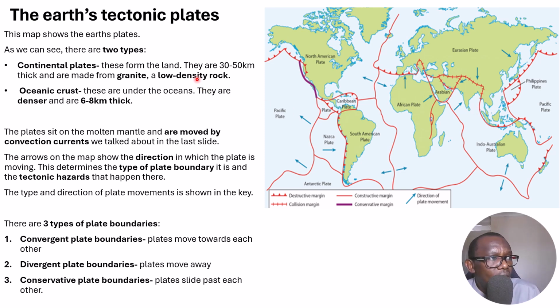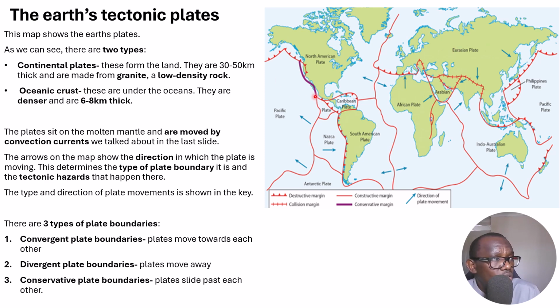So these continental plates are 30 to 50 meters thick and are made from granite, which is a low density rock. And these ones are a lot lighter. These continental plates are lighter compared to the oceanic crust.